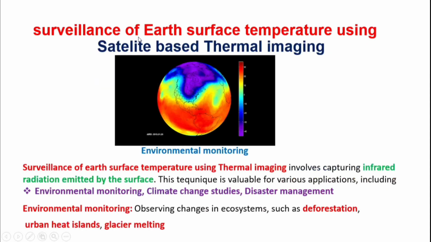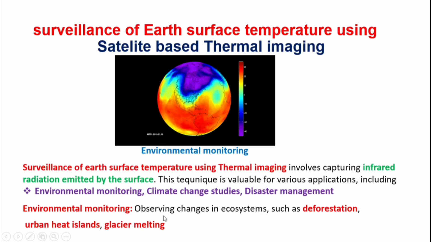Surveillance of Earth surface temperature using satellite-based thermal imaging. It involves capturing infrared radiation emitted by the surface. This technique is valuable for various applications including environmental monitoring, climate change studies, disaster management. Environmental monitoring. Observe this animated image of thermal imaging. It represents the temperature distribution on the surface of the earth.